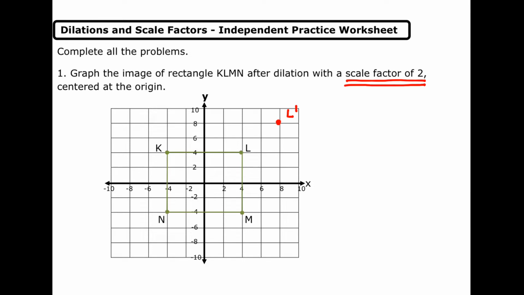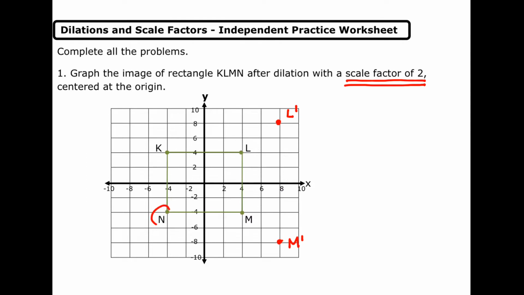And let's do M next. So we're counting the distance from the center of dilation to vertex M. On the x-axis, it's 2, 4 units away, and on the y-axis, it's also 2, 4 units away. So I'll double those distances. On the x-axis, instead of 4, I'm going to go 8, and on the y-axis, instead of 4, I'm going to go 8. So that gives me my M prime right here. And I'm going to clean up a little bit and move on to the next point.